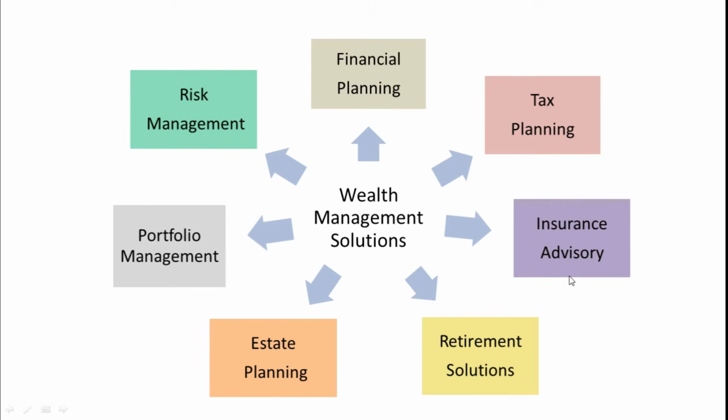Then comes the insurance advisory. At what life stage do you need insurance, and how much insurance is adequate? Because you can't take too much insurance, as that also serves as a liability. So looking at your need, your position, the dependence of your family members on you, and the earning members in the family, the insurance advisory service is given. Then retirement solutions. On retirement, what are all your goals to be achieved? What would be the regular source of income after retirement, so that you can live a financially independent life? All these things are dealt with in retirement solutions.